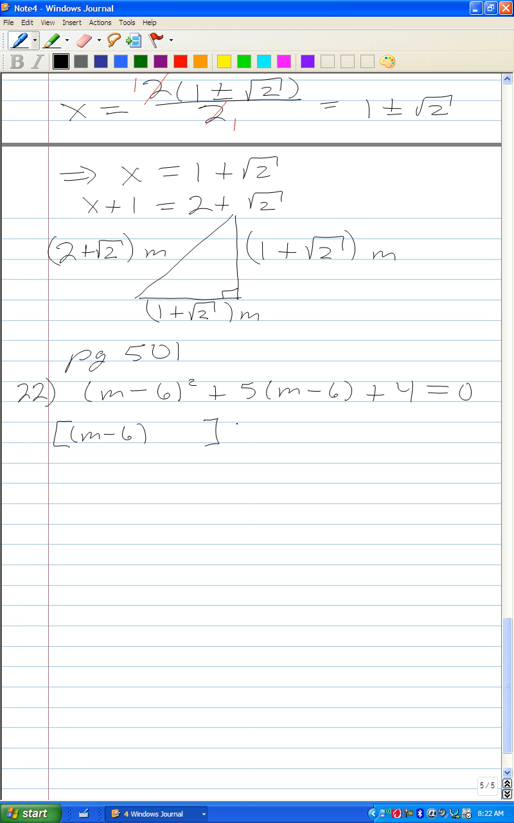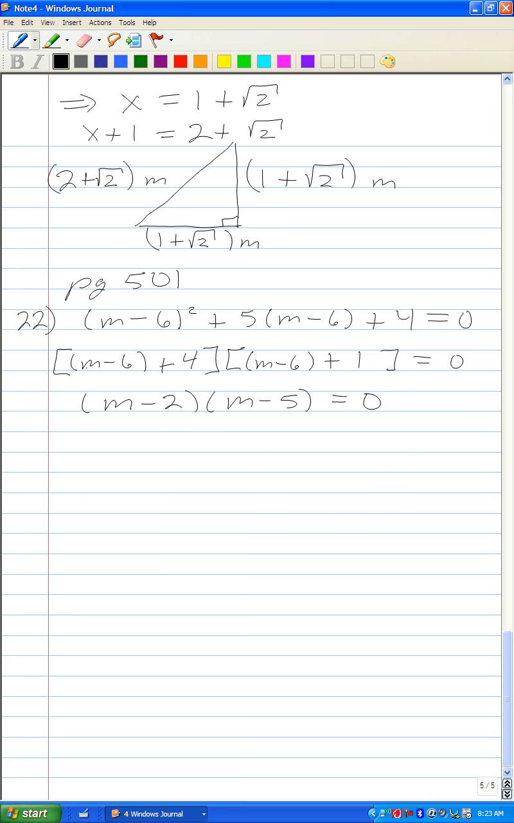This is actually a monic quadratic in m minus 6. I want to find, so I have here a plus. I'll bring down the plus. Times plus is plus. I want to find two whole numbers whose product is 4 and whose sum is 5. 4 and 1. And now let me just simplify this. m minus 6 plus 4 is m minus 2. m minus 6 plus 1 is m minus 5.